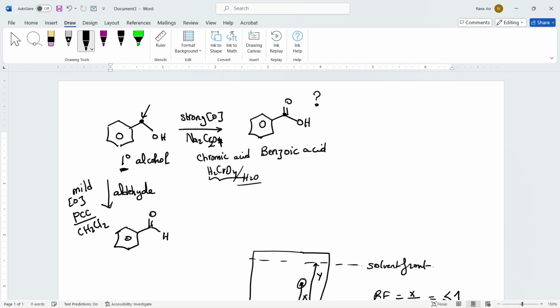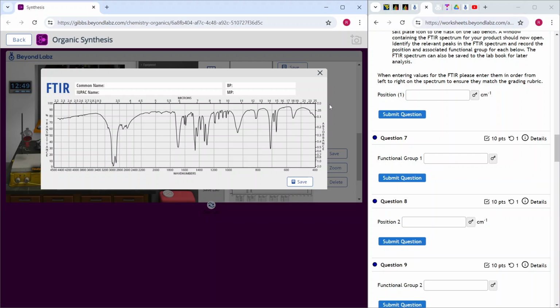So what makes this a benzoic acid? What makes it an acid is simply the carbonyl, and it is the OH, right? This is what makes it an acid. I don't care about the benzene, although benzene is important and it's going to have a signal in the FTIR, but what makes it an acid is the carbonyl and the OH. And this is what they want. They want the functional group that makes your organic compound.